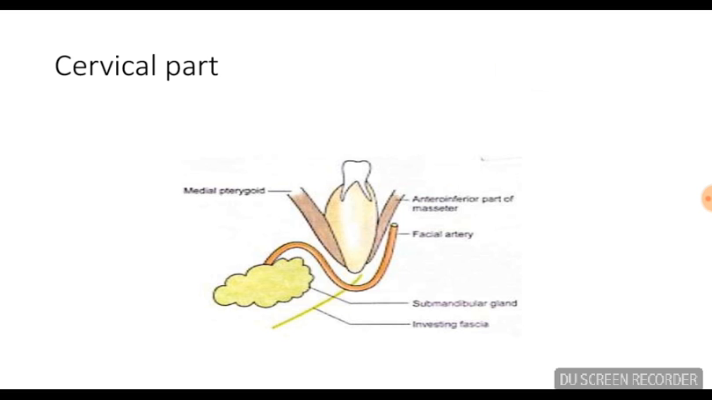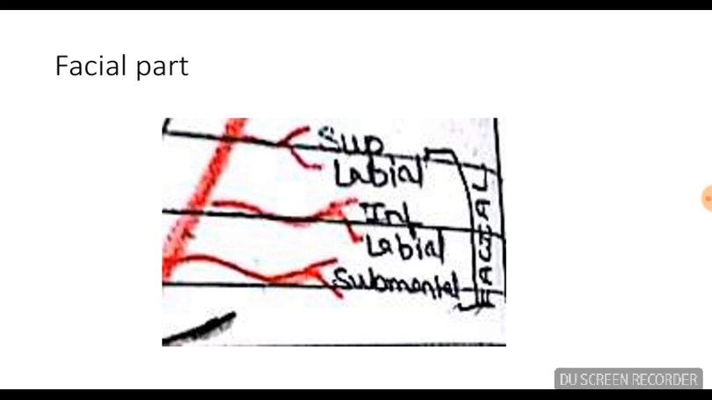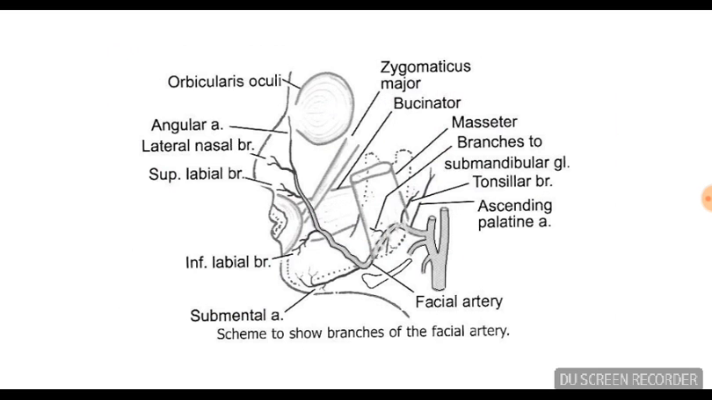The facial part of the facial artery begins at the anterior inferior part of the masseter. The facial part includes the submental, inferior labial, superior labial, lateral nasal, and angular arteries. You may see it here.